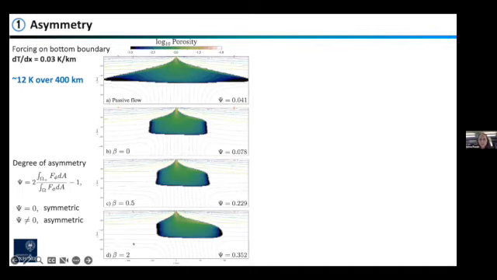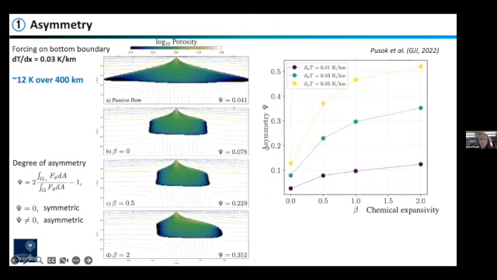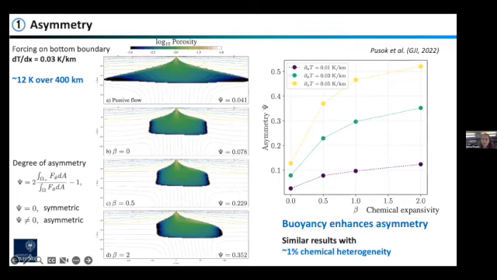And we can run more experiments for different forcing, where we plot the asymmetry versus beta, and we can see that the asymmetry increases with the value of beta. So the summary is that buoyancy enhances asymmetry, and it's very interesting. We obtain very similar results with just very small values of chemical heterogeneity in the system. So if there is any heterogeneity in the system and you take into account buoyancy, the system is very sensitive to that.